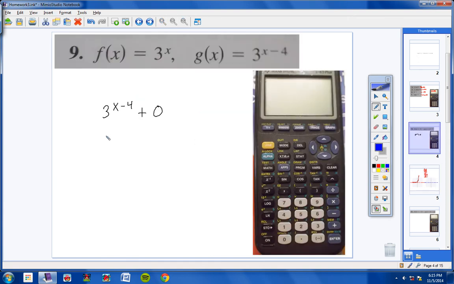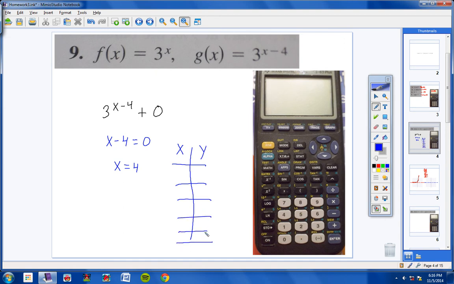And take your exponent, set it equal to 0 and solve. So here's your exponent, x minus 4, set it equal to 0 and solve. So there's your middle value for your table of values. 4 will go right in the middle. So we have 6, 5, 4 goes in the middle, then 3, and then 2, okay?